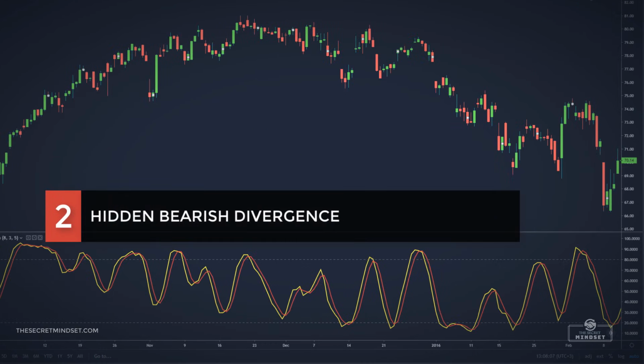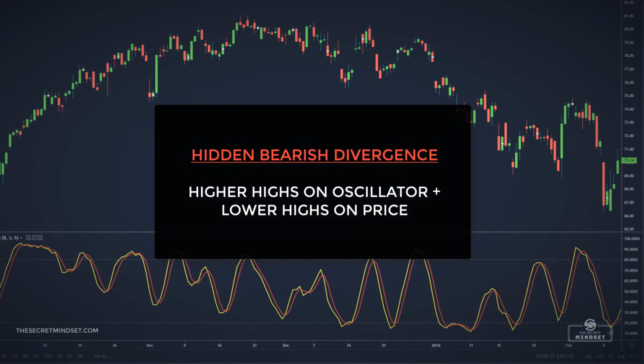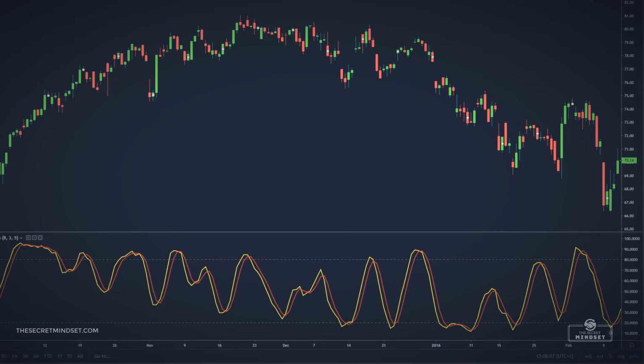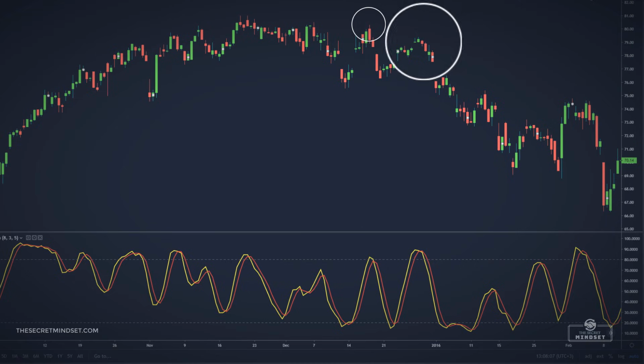Then we have the bearish hidden divergence. In a bearish hidden divergence, the oscillator makes higher highs, but the price makes either lower highs or double top highs. This type of pattern appears mainly during downtrend corrections. In this example, after a strong uptrend, the recent price action indicated a downward momentum, with the price making lower highs. Despite the fact that the price was making lower highs, the oscillator recorded higher highs, thus forming a hidden divergence.